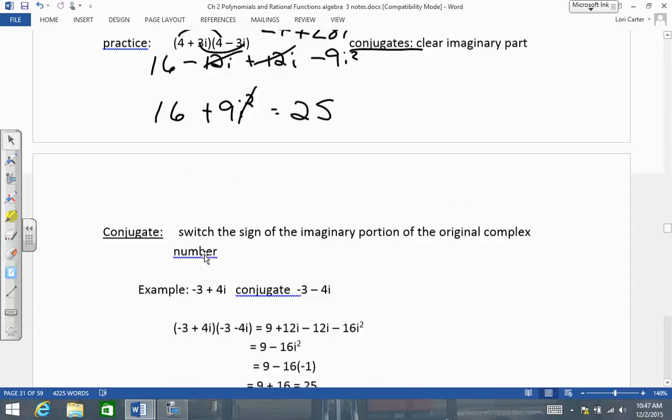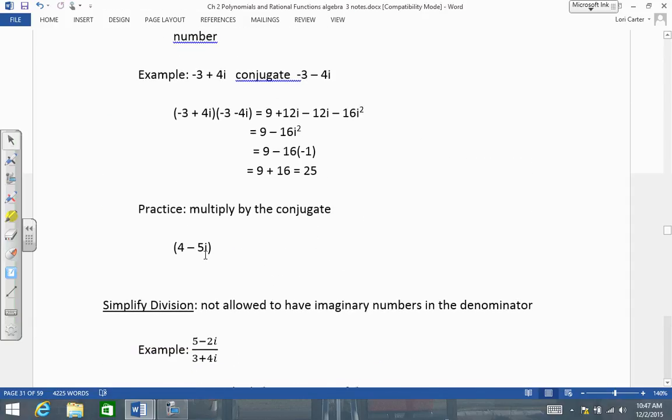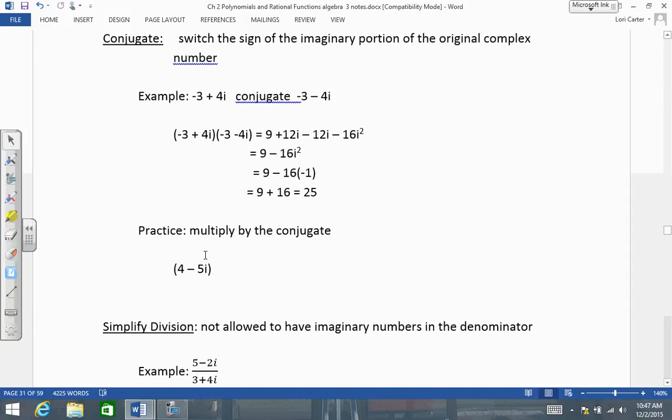Remember, conjugates clear middle terms. Just like square roots, we cannot have conjugates in denominators. Now, this is not a hard and fast math rule. This is one that I use because it always works and it makes life easy. When you're finding the conjugate, you always change the sign of the imaginary part. So if I give you negative 3 plus 4i, the imaginary part's the 4i, so I change him from a positive to a negative.